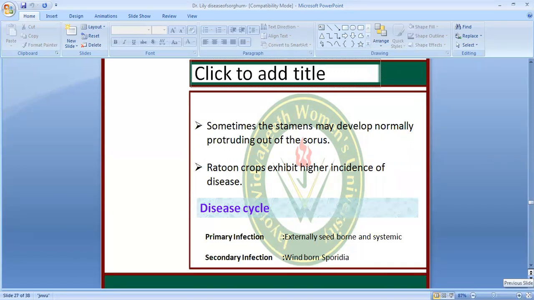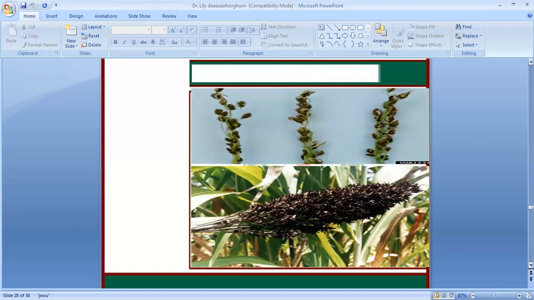Now ratoon crops. What is ratooning? Ratoon crops exhibit high incidence of disease. Where we cut off the upper portion and leave the lower part, the disease incidence is high. The disease cycle is primarily externally seed-borne and it is a systemic disease. The secondary infection is through wind-borne sporidia. Here you can see each seed is there, but the grain is replaced by the smut sori. And this is a very severely infected crop.